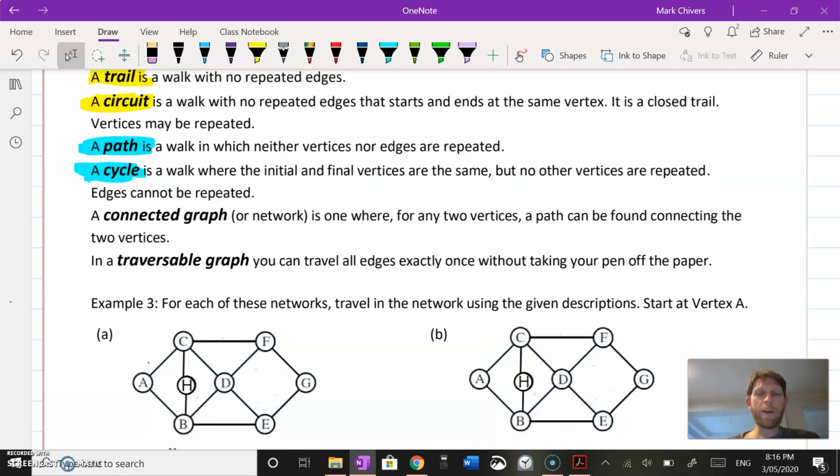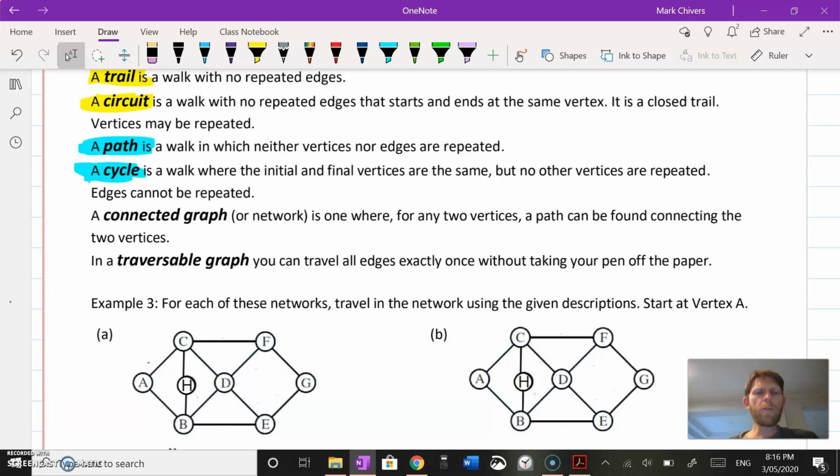A cycle, however, allows you to repeat just one vertex, and that's the one you start at. So you can't ever go back to any vertex except for the one you started at, which is where you have to finish. So a cycle is a closed path.